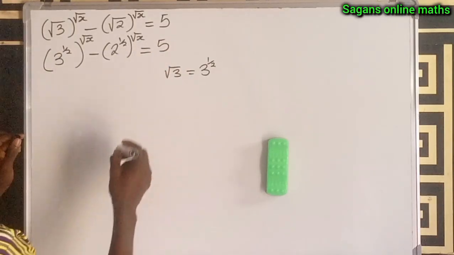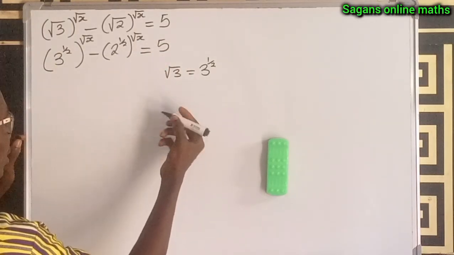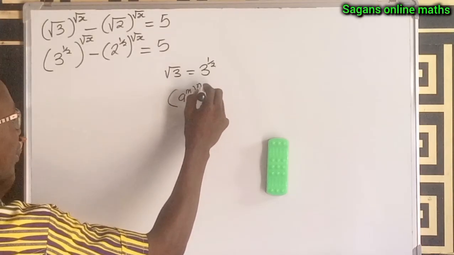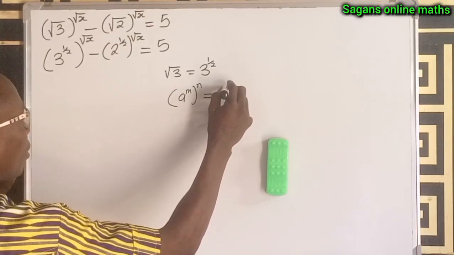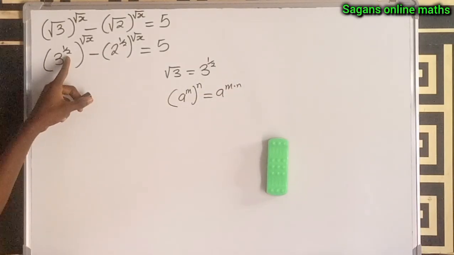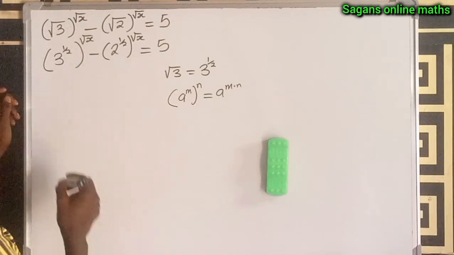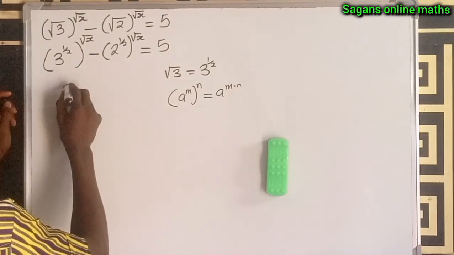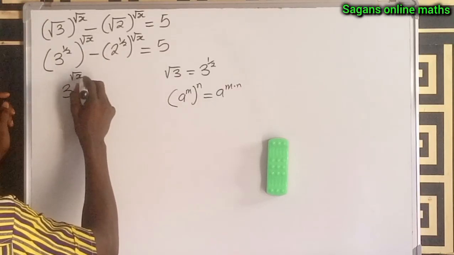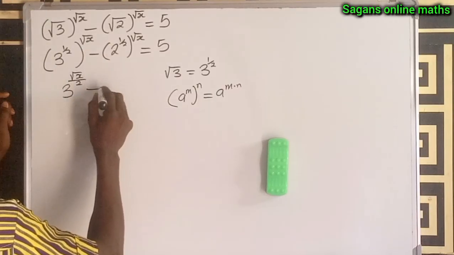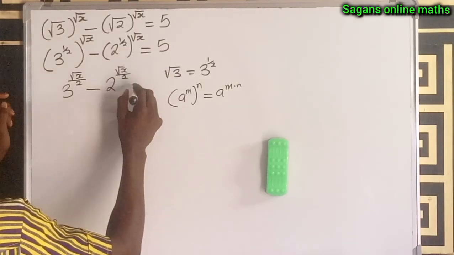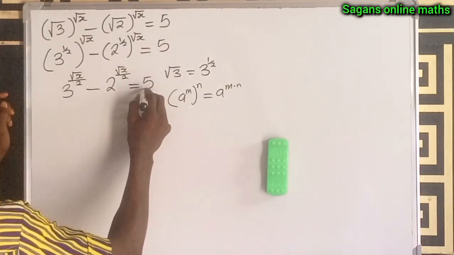Now remember that one of the properties of indices states that (a^m)^n is equal to a^(m×n). Now the index inside the parentheses can also multiply the index outside the parentheses. That means 3 to the power of 1/2 times √x, which gives us √x divided by 2, minus 2 to the power of √x divided by 2. Everything equals 5.